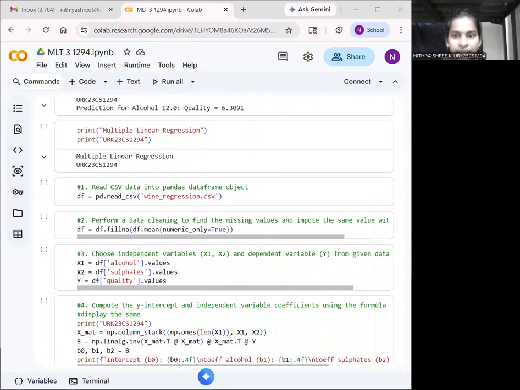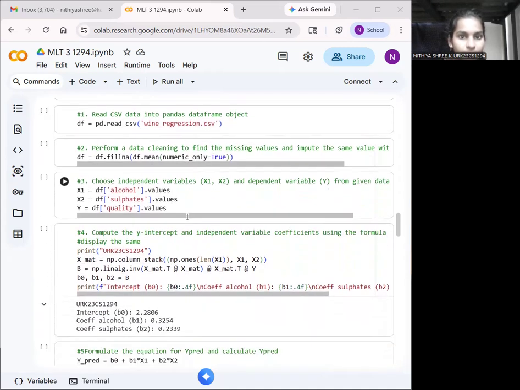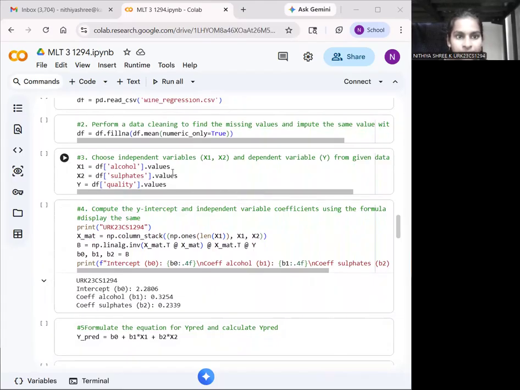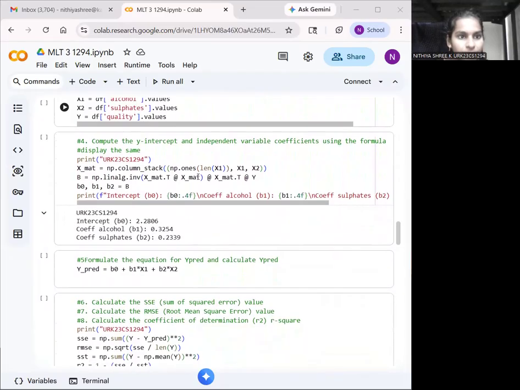And then multiple linear regression. For multiple linear regression, we are going to load the dataset and find the missing values. And then choose the independent variables and the dependent variable. In multiple linear regression, there are two independent variables and one dependent variable.